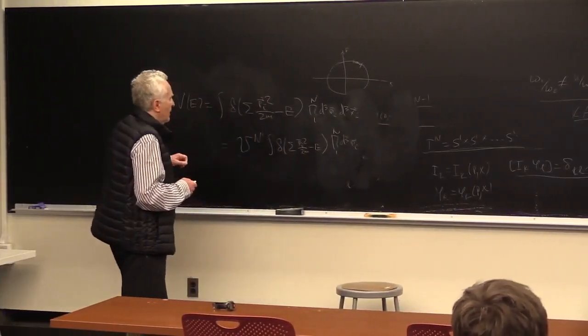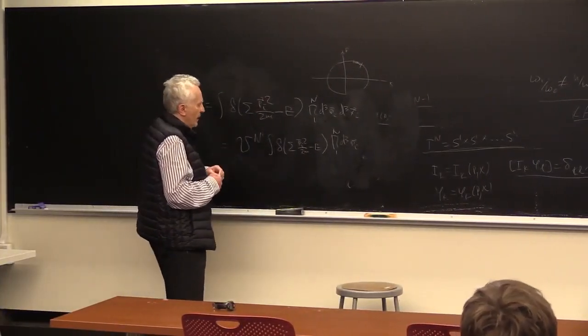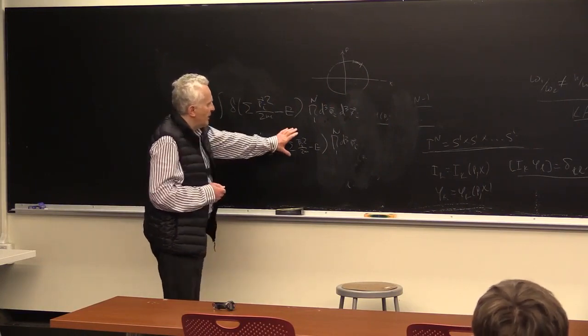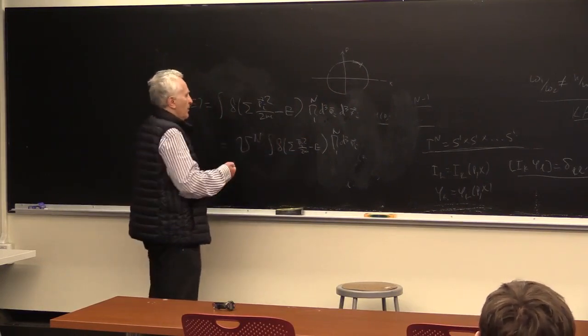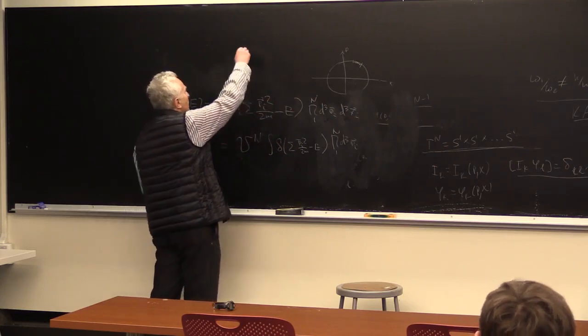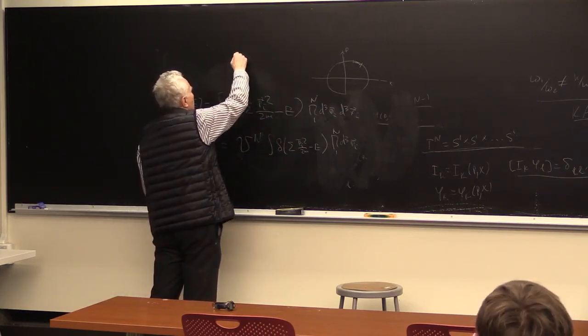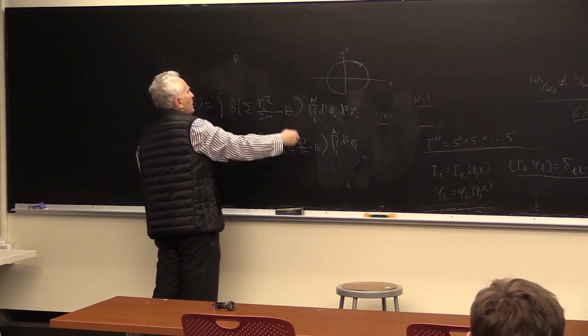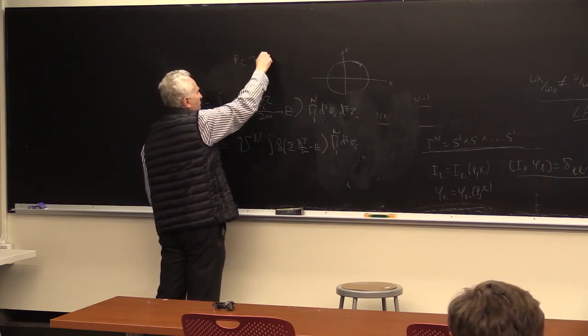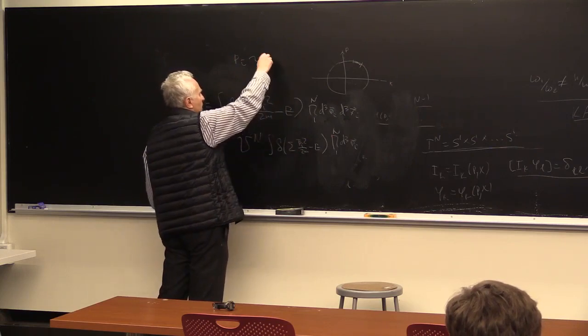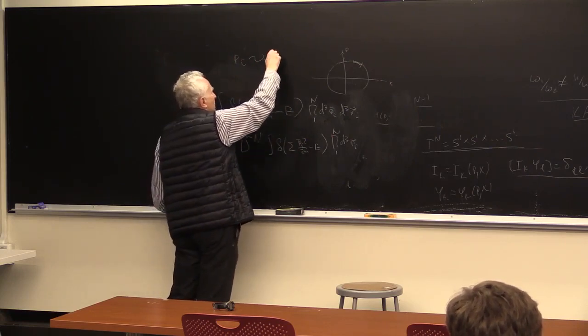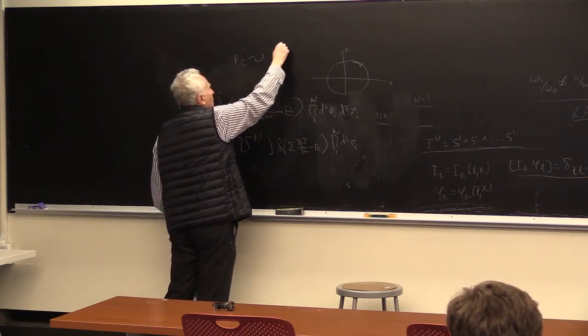So it's a sphere of radius root 2mE. It is indeed the sphere, the surface of the sphere. And we can actually very easily evaluate it, because when you scale E, p scales as E to the 1/2.